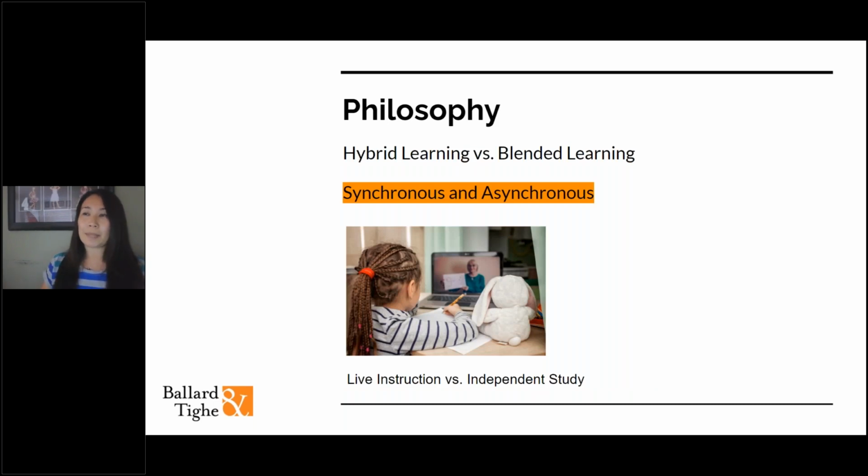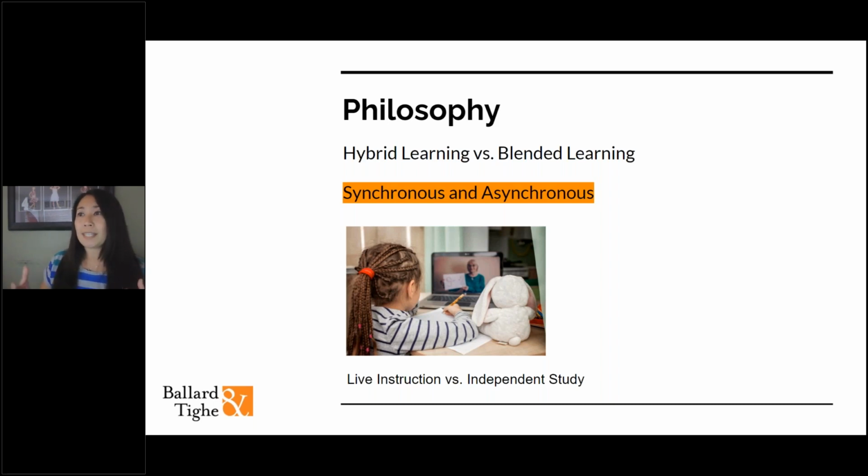Synchronous and asynchronous, some of the differences are synchronous is live instruction. So students are getting live instruction through usually the camera with the teacher. And then there's asynchronous, which is independent study. For our webinar, we are going to actually focus a lot on synchronous learning, that live direct instruction.